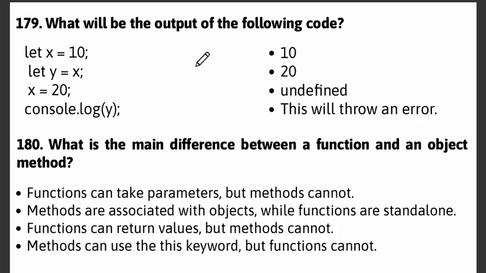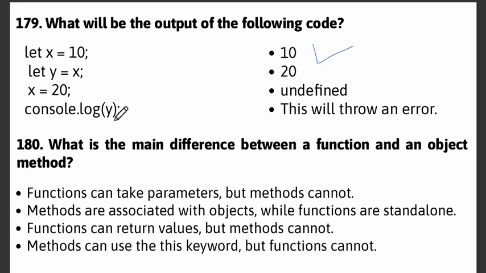What will be the output of the following code? You can see that two variables have been declared. First variable x has been given a value 10, and the second variable y has been given x. You can see this x comes from here, and again I have reassigned a new value to the same x variable, and this time I'm going to check the value of y. So what will be the value of y?